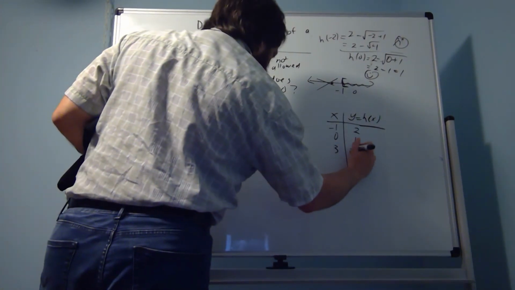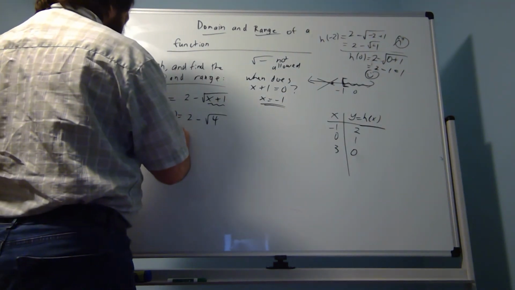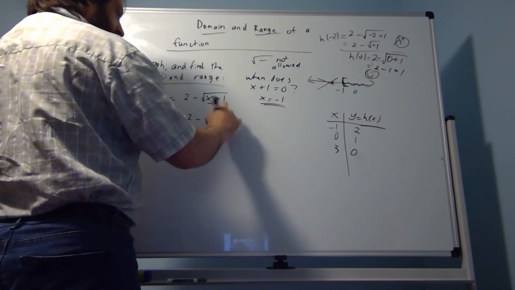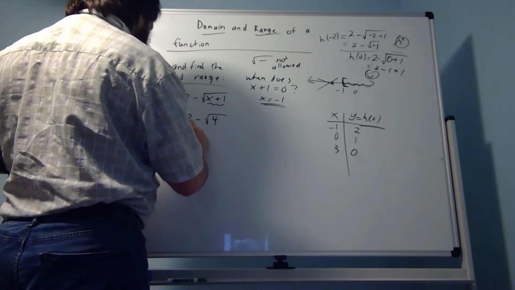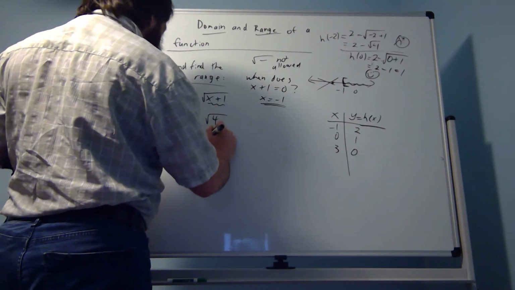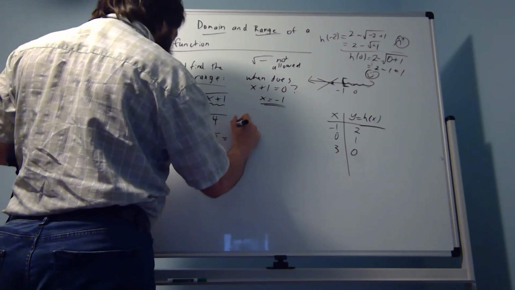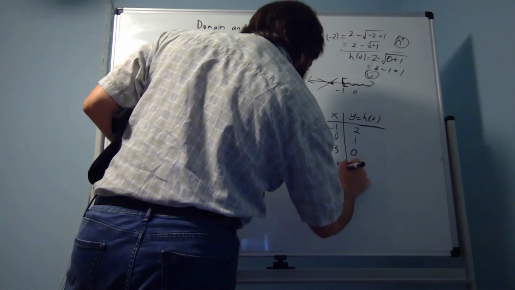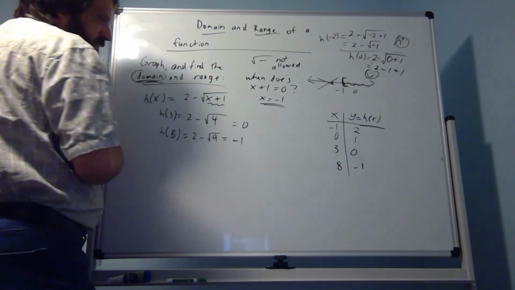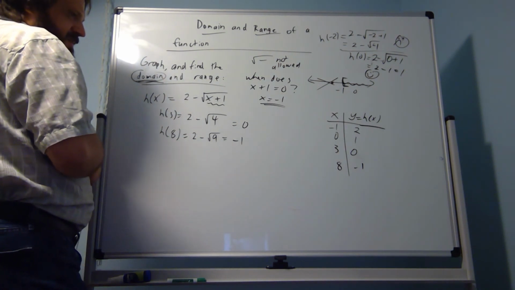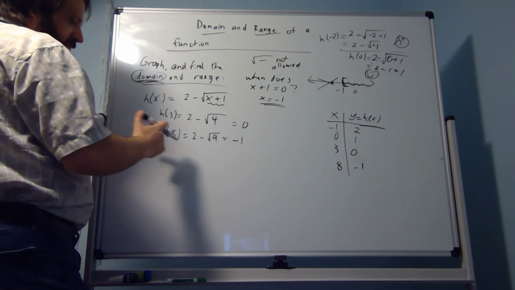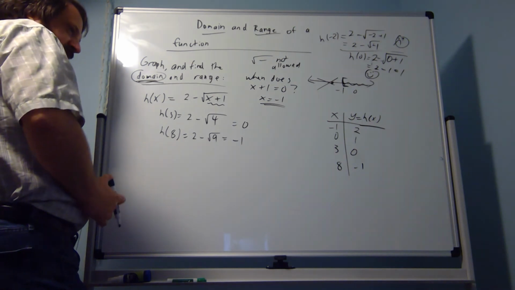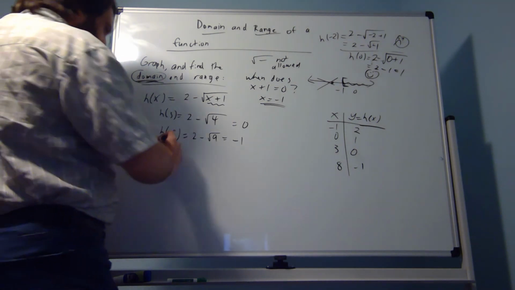That is 0. So 2 minus 2 is 0. H of, I guess 8 is when something nice happens. So 2 minus the square root of 9 equals -1. So 2 minus 3 is -1. When I plug in 8, I'm kind of running out of space here. If I had to label my axes, maybe I should make up my mind right now.